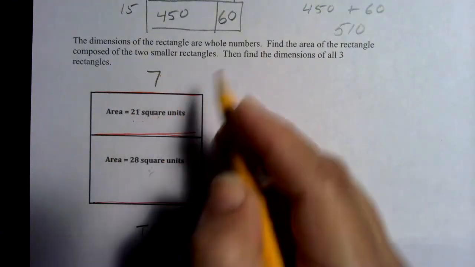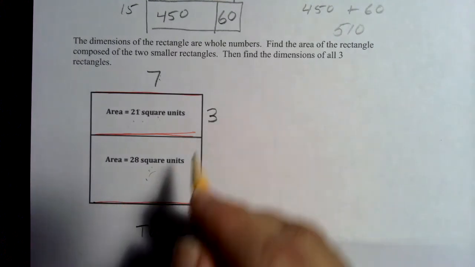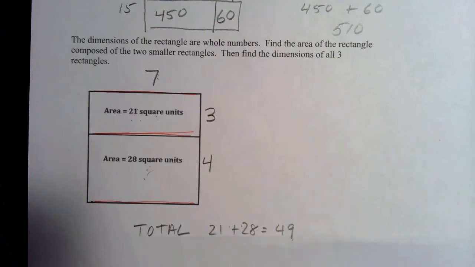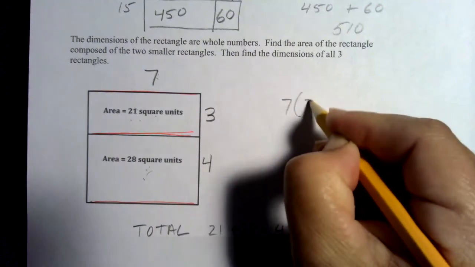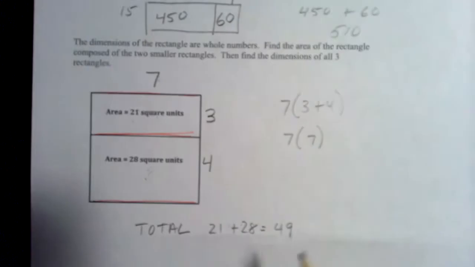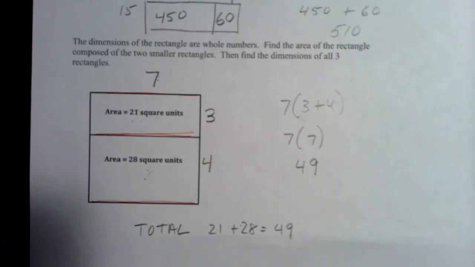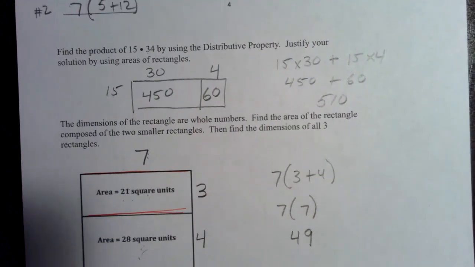So 7 times what gives me 21? That length has to be 3. 7 times what gives me 28? That length has to be 4. Okay, so now here's where I can check my work. Remember, I could also say that length, 7 plus 3 times 4, becomes 7 times 7, which is 49. So again, that all kind of circles around with each other. So these were the summary notes for 4.2.